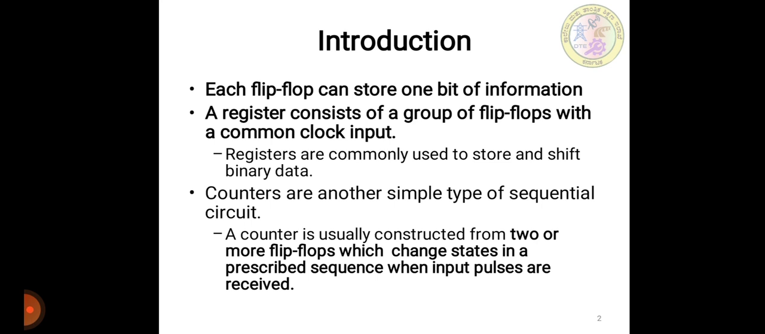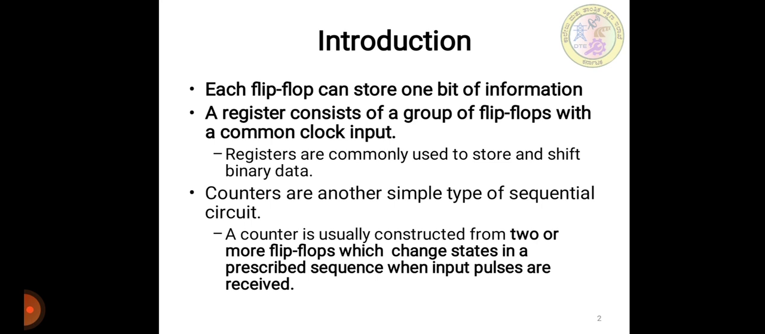Basically, we know that the flip-flop is a 1-bit storage memory cell which can be used for storing digital data. To increase the storage capacity in terms of the number of bits, we have to use a group of flip-flops. Such a group of flip-flops is known as a register. So an n-bit register will contain n flip-flops, and it is capable of storing an n-bit word.